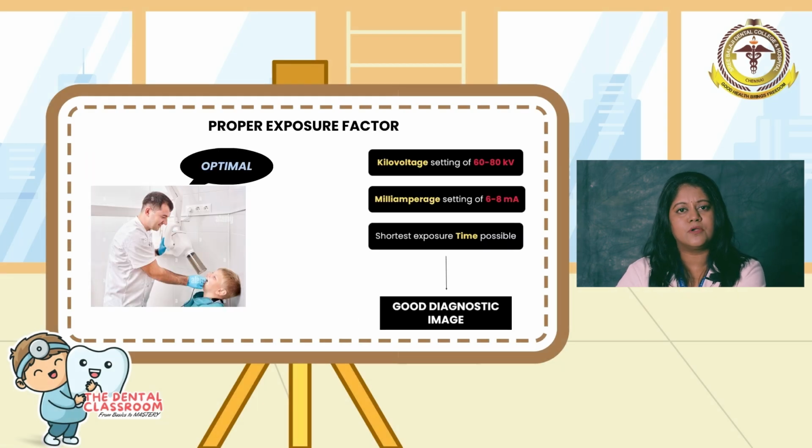And what are the optimal exposure factors? According to the guidelines, a kilovoltage setting of 60 to 80 kV, milliamperage of 6 to 8 mA and the shortest exposure time possible will always give you a good diagnostic image. So, these are the ideal optimal factors which you should be setting in your equipment.